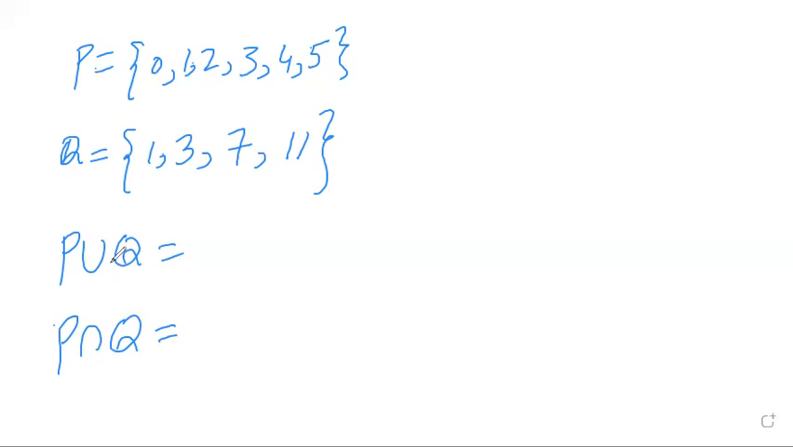It's not necessary. So what I will do here, I will write the elements of P first, like 0, 1, 2, 3, 4, and 5. And now Q, because I'm writing the union, so it should be all elements from both, but not the repeated ones. 1 I already wrote, 3 I already wrote, 7 I did not, so I will write 7 also, and 11. Okay, so that is the union of P and Q.